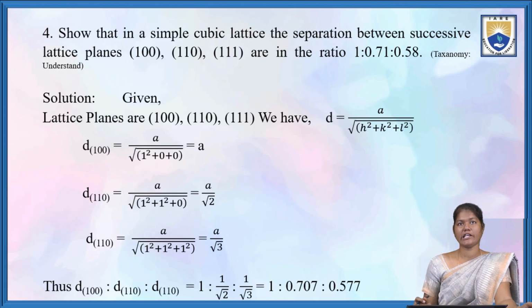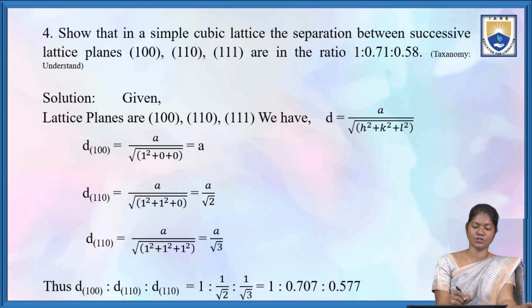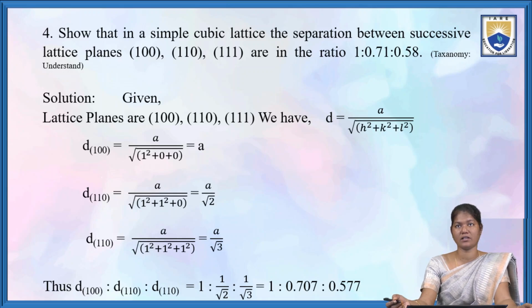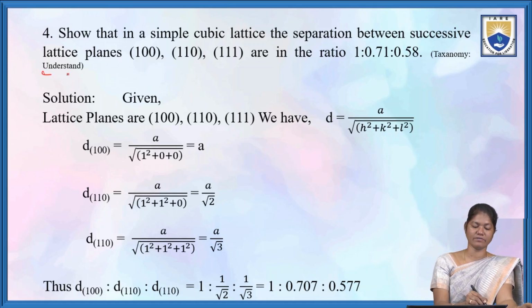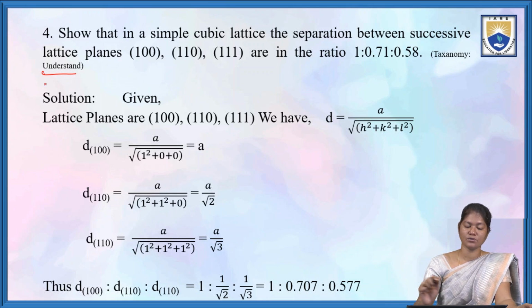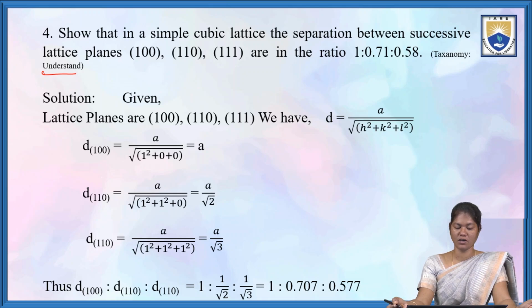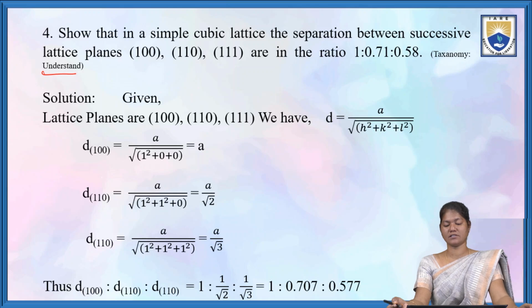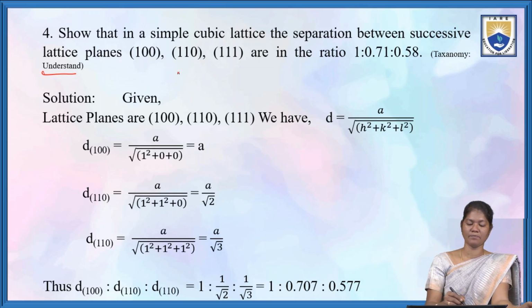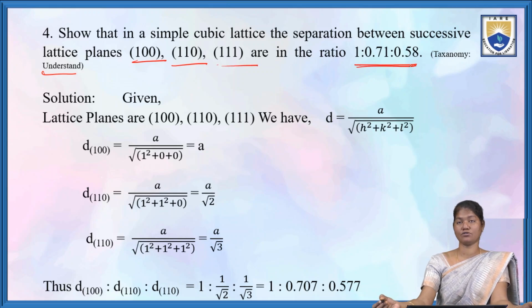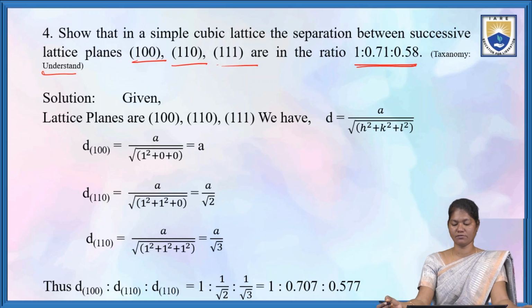Next problem: show that in a simple cubic lattice, the separation between successive lattice planes 100, 110, 111 are in the ratio 1 is to 0.71 is to 0.58. So this is the understanding level of Bloom's taxonomy. Here we need to show that in the simple cubic lattice, the separation between successive planes of 100, 110, 111 is in the ratio of 1 is to 0.71 is to 0.58.